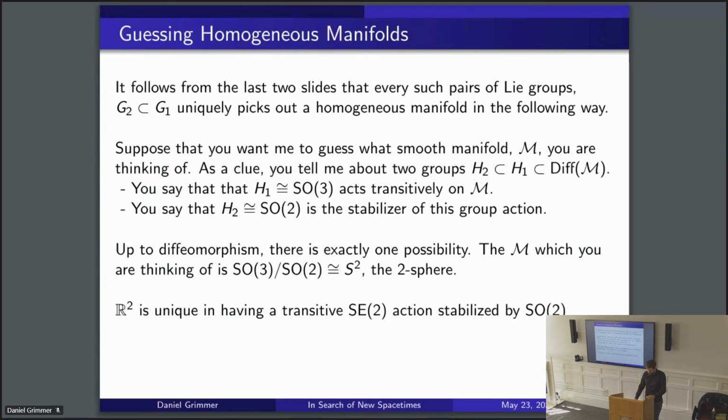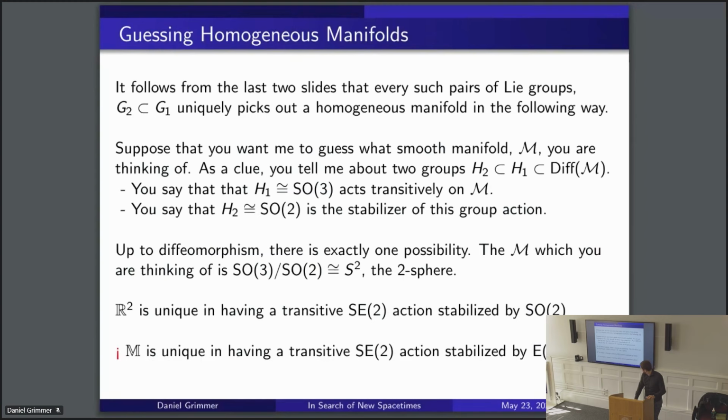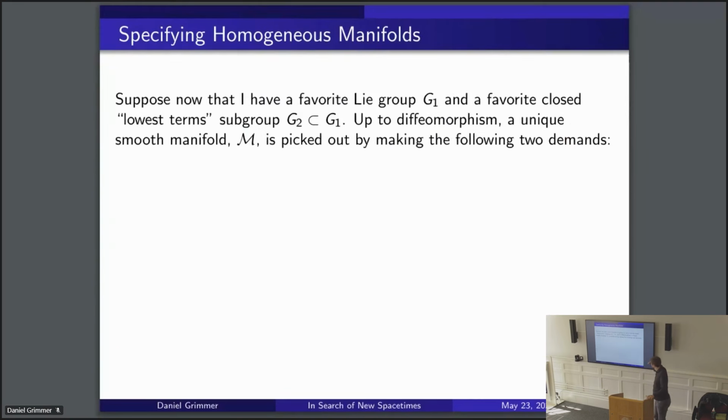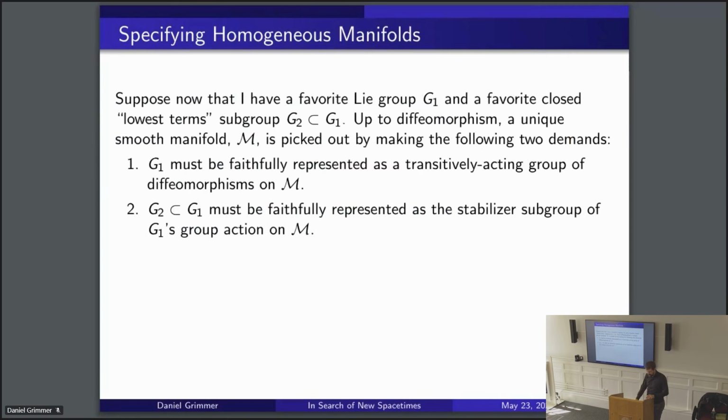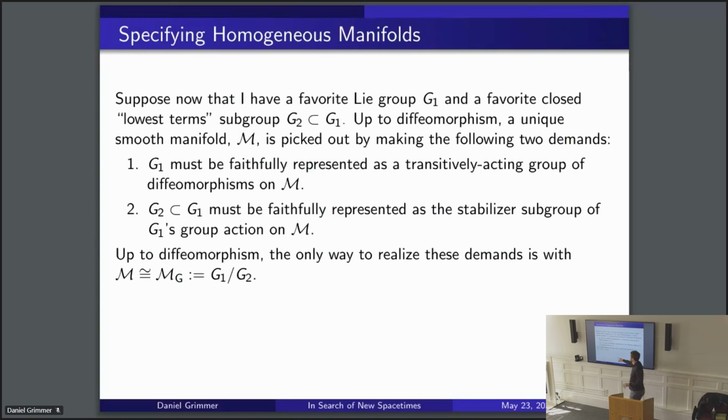And R2 is the unique thing that has a transitive SE2 action stabilized by SO2. And the Mobius strip is the unique thing that has a transitive SE2 action stabilized by E1. You can just pick out homogeneous manifolds by Lie group actions in this way. So now suppose I have a favorite Lie group G1 and a favorite closed subgroup of it. I can make the following two demands and pick out a unique smooth manifold. G1 is going to be faithfully represented as a transitively acting group of diffeomorphisms. Right? And G2 will be its stabilizer subgroup that uniquely picks out the quotient manifold of them up to diffeomorphism.